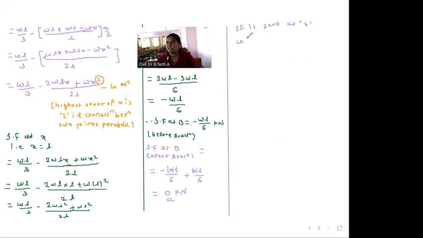So our general equation is WL by 3 minus 2WLX plus WX square divided by 2L. So this is our general equation. And in this equation, we will put the value of shear force, which is equal to 0. Okay, please wait.